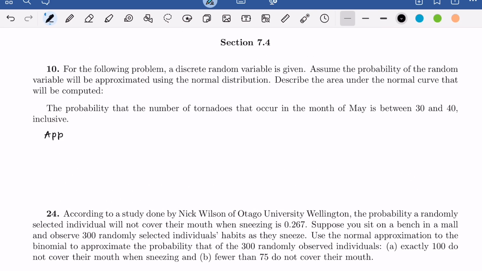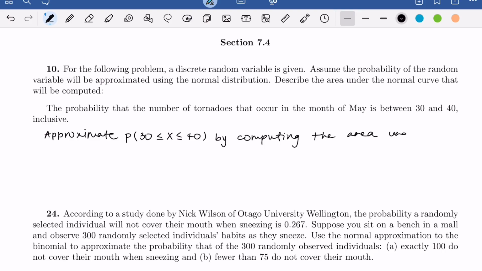So we're going to approximate the probability that the number of tornadoes that occur in the month of May is between 30 and 40 by computing the area under the normal curve between, so we're going to subtract 0.5 from our A value, so between 29.5, and we're adding 0.5 to our B value, so 40.5. Okay. So that's it for that question.